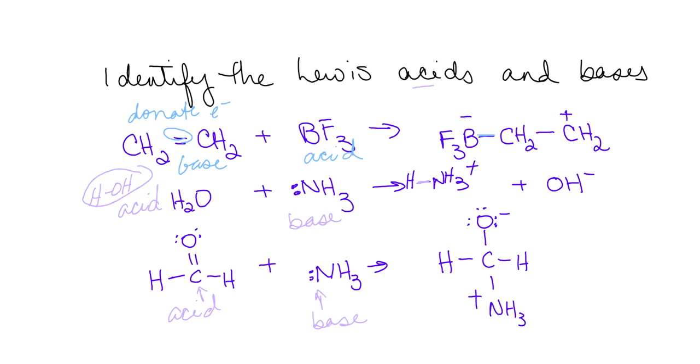When we see there's a difference in a bond in our product, where did that bond come from? It came from this lone pair. If we look at this bond here, it came from this lone pair. And that's why we compare it, so we can identify that ammonia is the base and the formaldehyde is the acid.